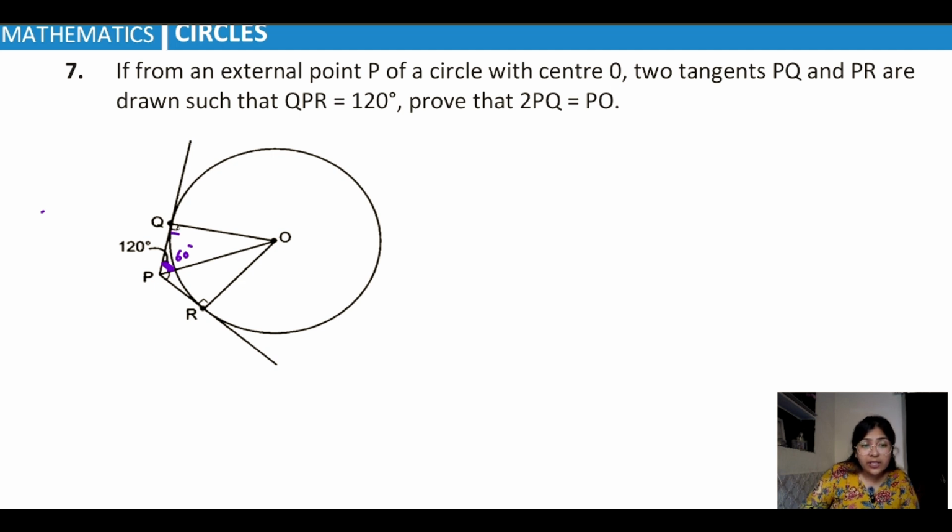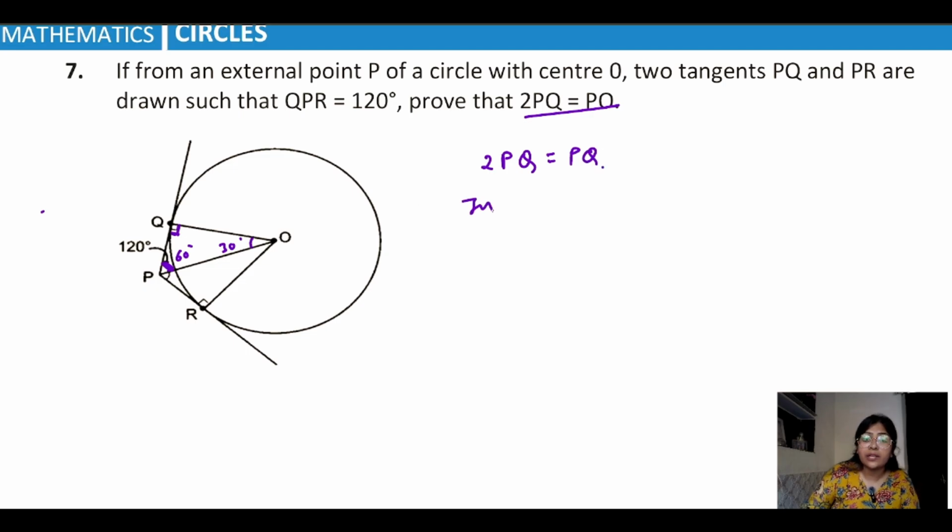We also know that radius and tangent are perpendicular to each other. It means this angle is how much? 90 degrees. It means this angle will be 30 degrees. By which property? Angle sum property. Now see what we need to prove. We need to prove that twice of PQ is equal to PO.